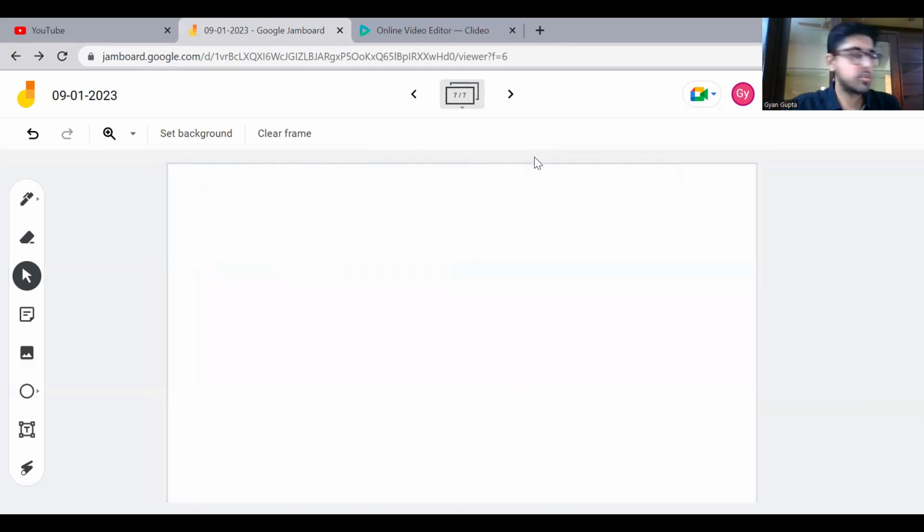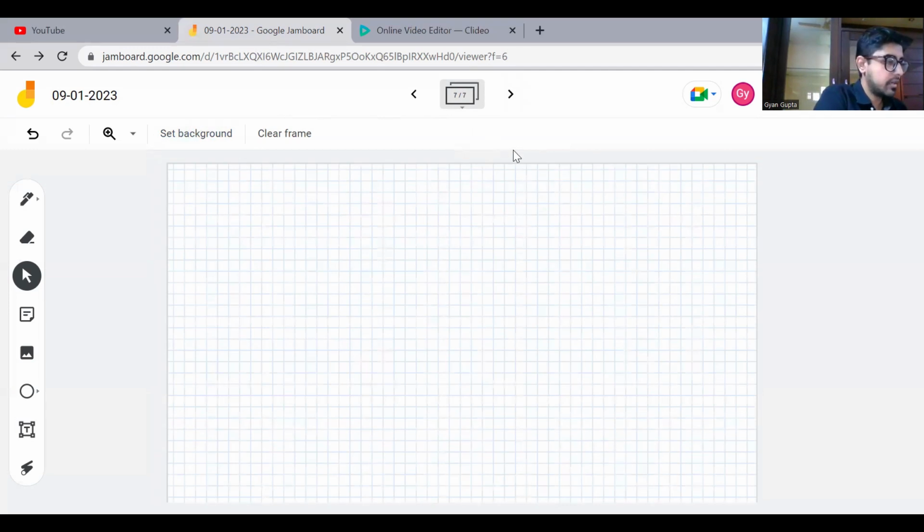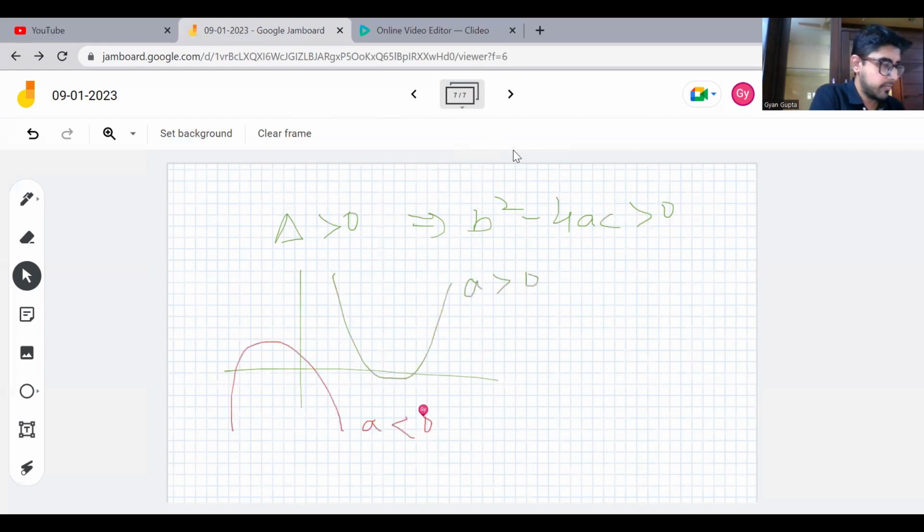Now let's go to the next page to again see the quadratic equation when delta is greater than 0. That means b square minus 4ac is greater than 0. In this case, the quadratic equation will look like this when a is greater than 0, or like this when a is less than 0. Please note that now we have two zeros. And both the zeros are not equal. There are different zeros.